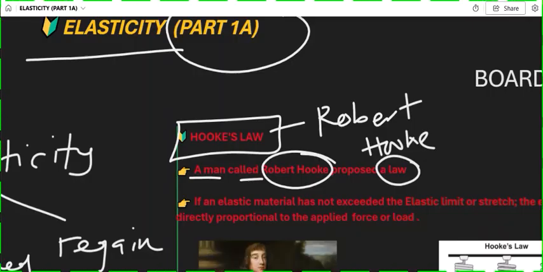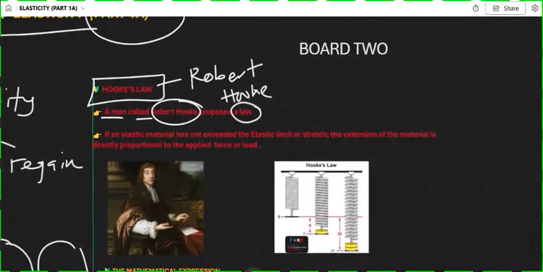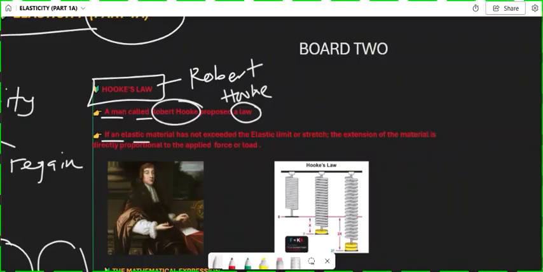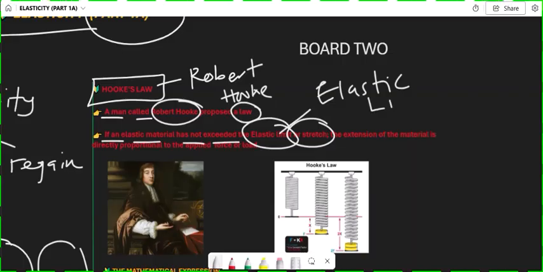He says, pay attention carefully, if an elastic material has not exceeded its elastic limit or stretch. Now, please be careful with the word elastic limit. I told you there is some limit to which an elastic material can get. So, elastic limit means the material has not been overstretched. When it's overstretched, it will not obey this law. Are you with me? So let's see what the law says.